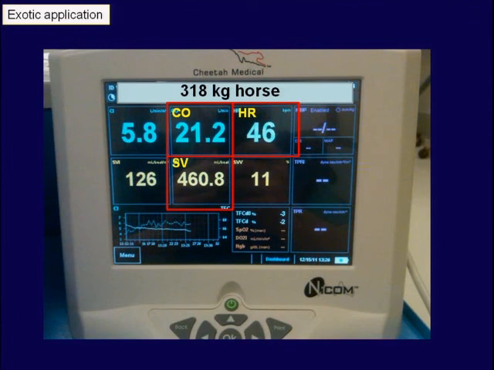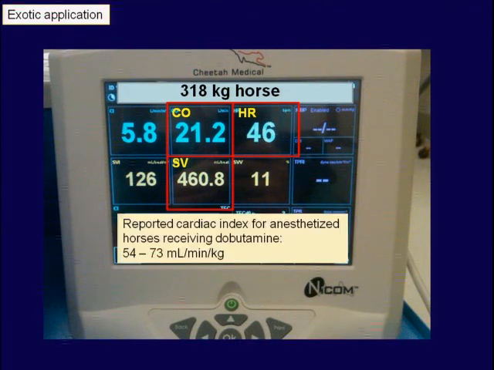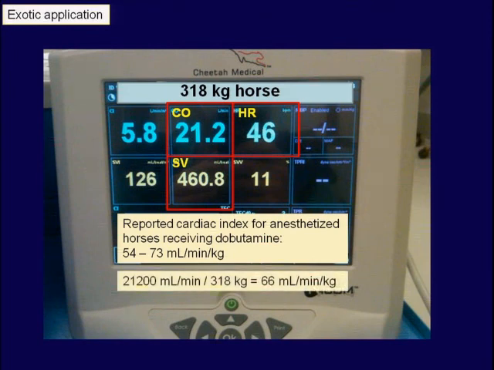And it was in this context that we used the device. Now, I had no idea. In fact, I was a little surprised we were able to generate such a signal. But if you look at it, it's pretty interesting that the reported cardiac index for anesthetized horses receiving dobutamine is in the literature between the mid-50s and the mid-70s. If we take this 21,200 mils per minute divided by 318 kilograms, it's 66 milliliters per minute per kilogram, right in the predicted range that's been measured by a variety of others. I was quite surprised by this, but it was very intriguing to see.